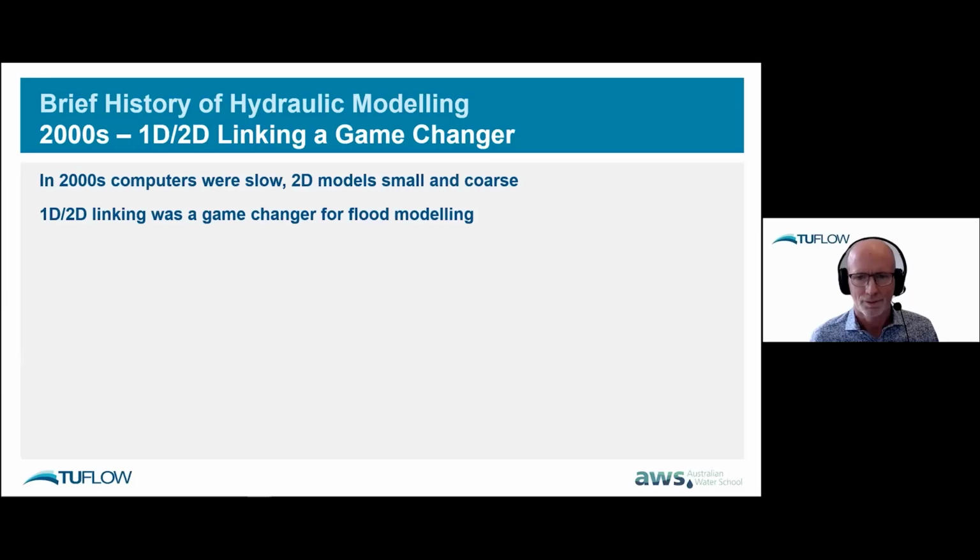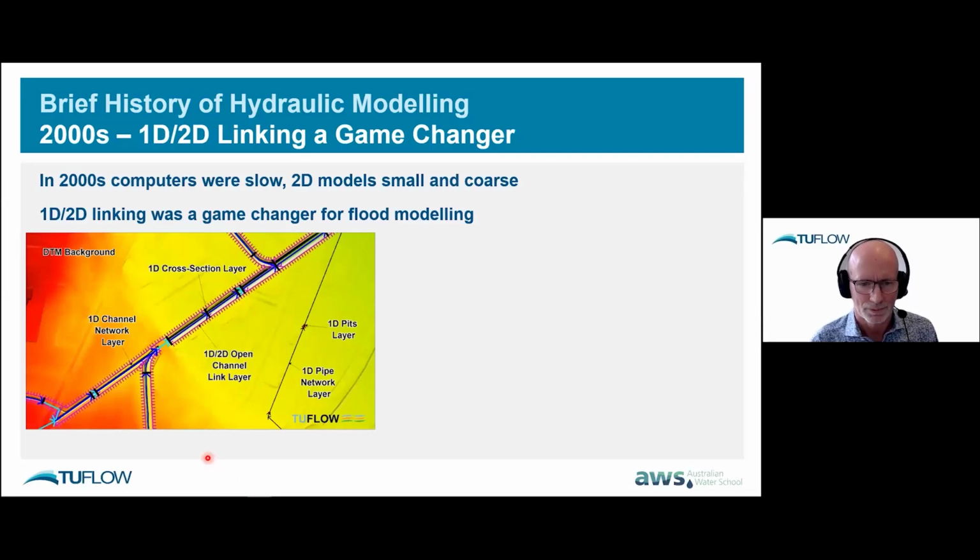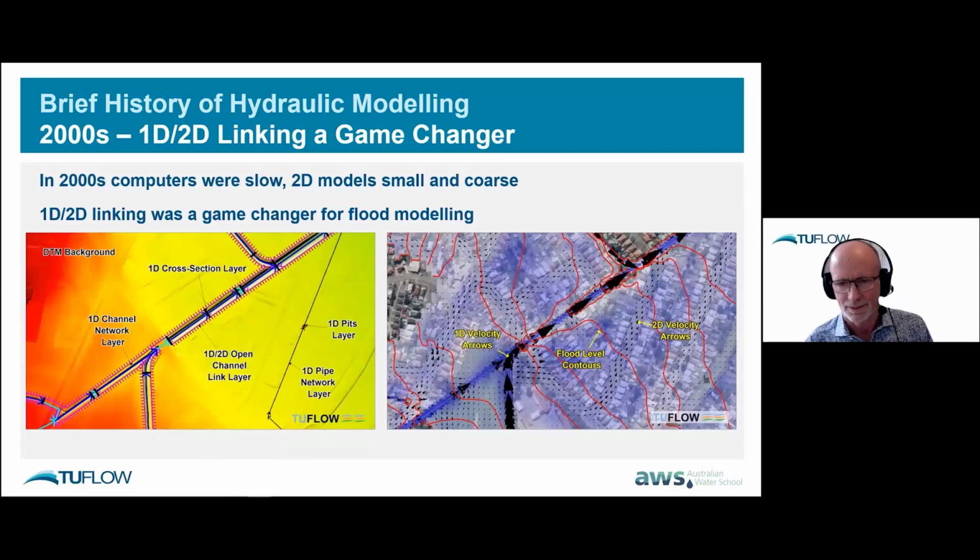So at that time, 2D models were very small and coarse, so a big model was 50,000 elements. And so what we were able to do was to carve the flow paths, which are too narrow for the 2D, through a 2D domain. So here we have 1D channels and cross sections, and you can have pipe networks sitting underneath, interacting with your overland area. And that was just fantastic because it allowed us to model sites like the one on the screen there with 2D for the overland areas and 1D down the main channel.